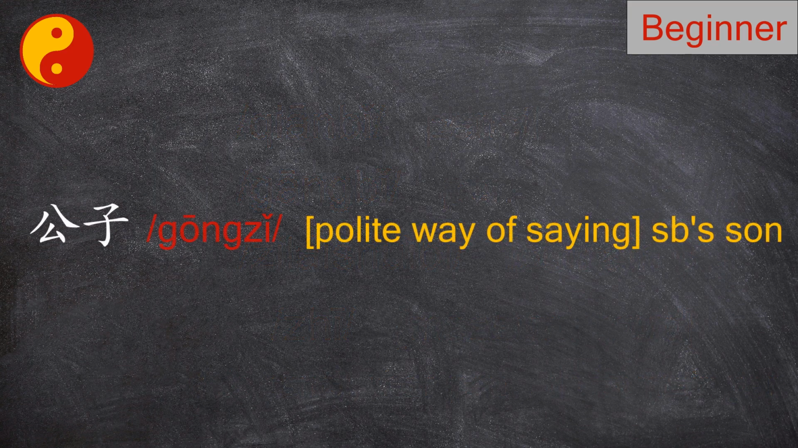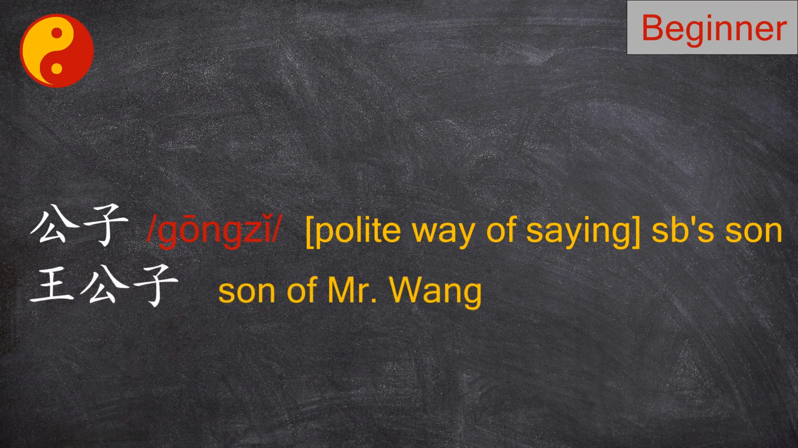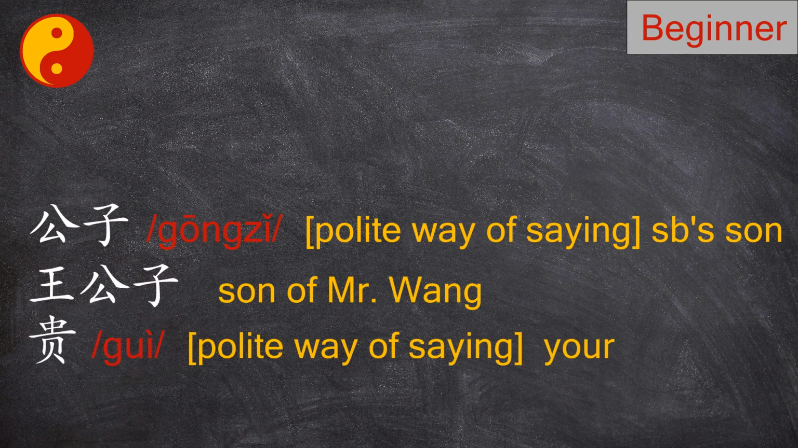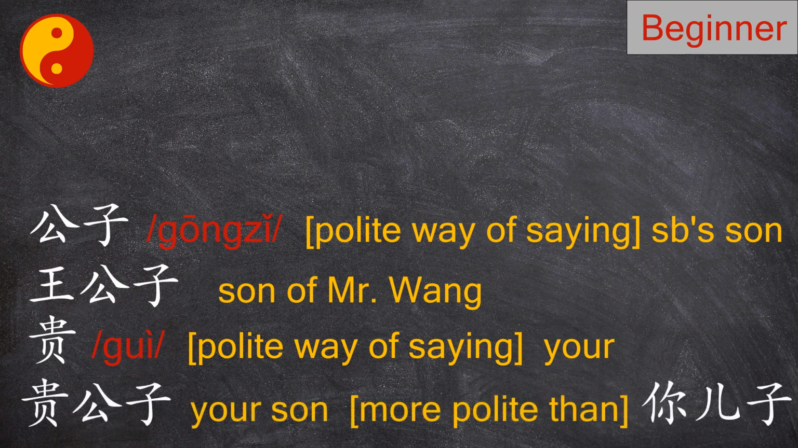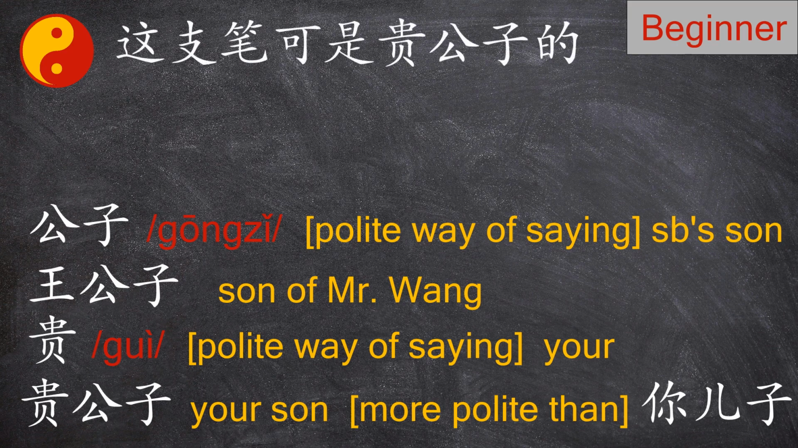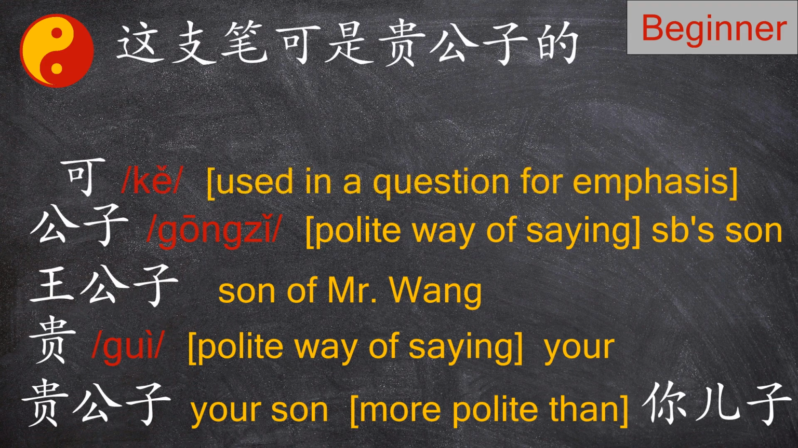公子 is a polite way of saying somebody's son, like 王公子, son of Mr. Wang. 贵 is a polite way of saying your. So, 贵公子 means your son. This is more polite than 你儿子. In the video, the officer says 这支笔可是贵公子的. Remember that 可 is used to emphasize the question. The sentence literally means this pen is your son's.